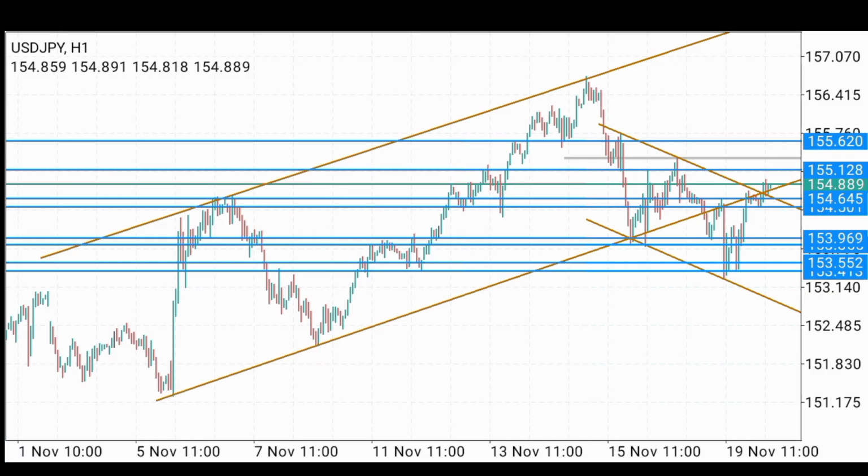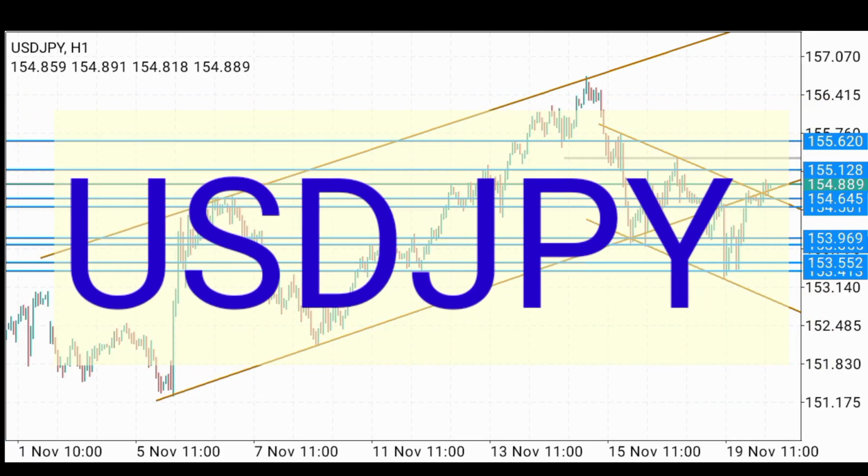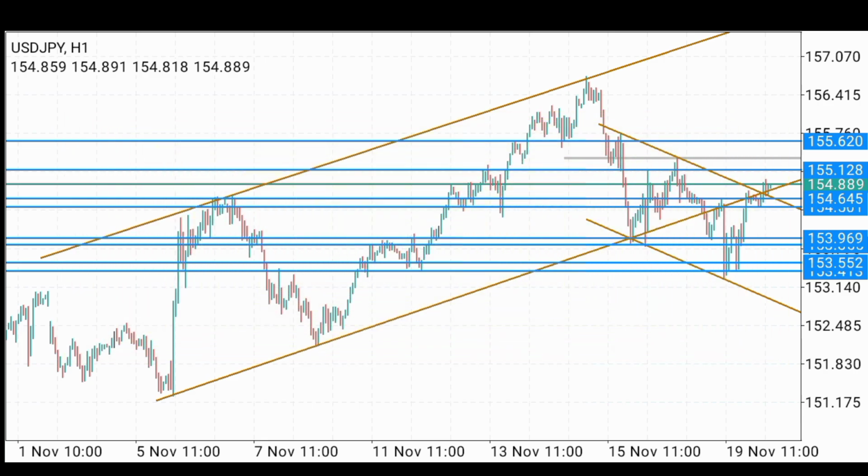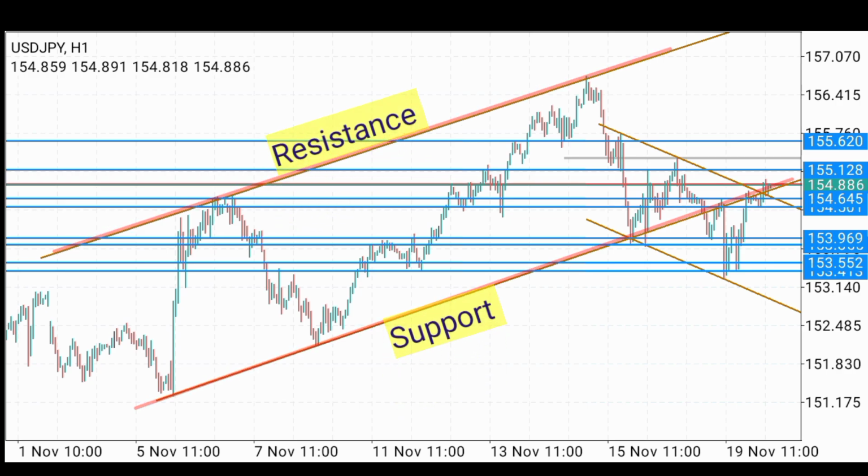In this video, let us analyze the USDJPY 1 hour time frame chart and see the potentials in the market. Looking at this chart from the early part of November, we saw this currency pair initiating a move within this larger channel. As you can see, the channel resistance here, and here is the channel support.